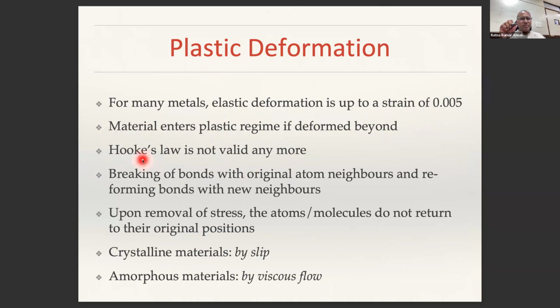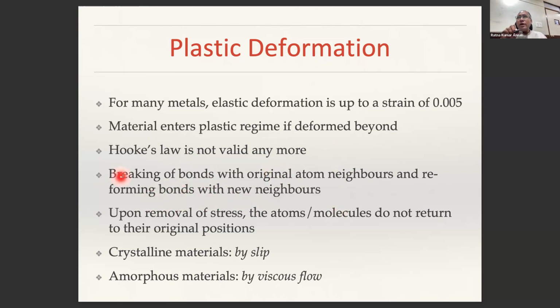In the plastic deformation regime, as we have discussed, what is happening? In plastic deformation, you have breakage of bonds with the original atom neighbors and reforming of bonds with new neighbors. That is what we have seen in the case of dislocation motion. So the original bond will be broken and a new bond will be established with the neighbors.